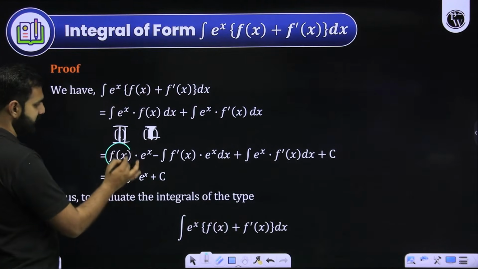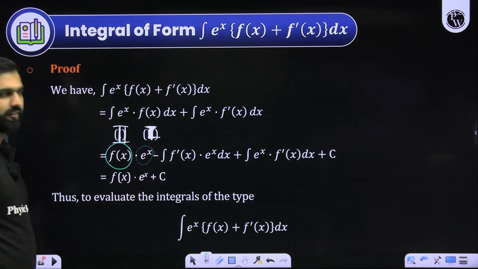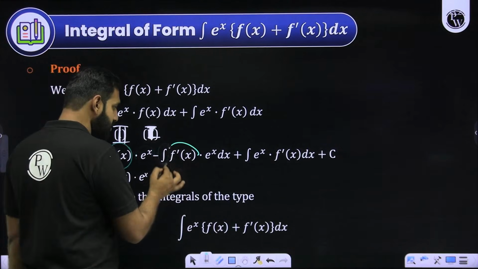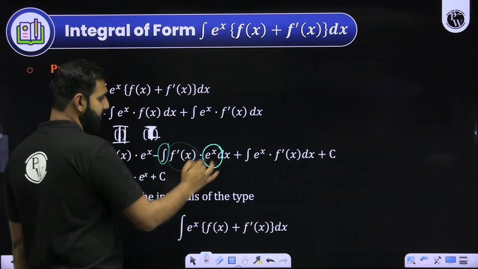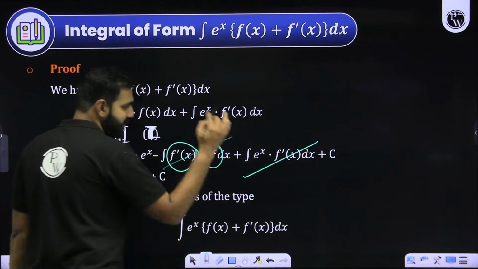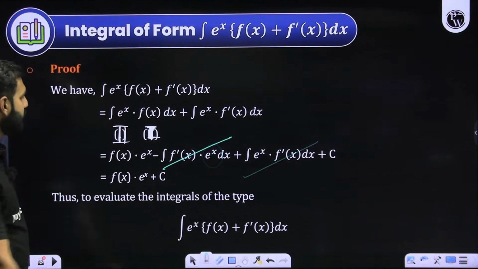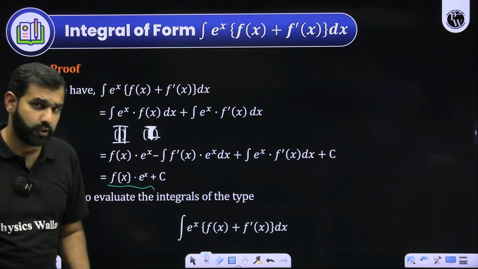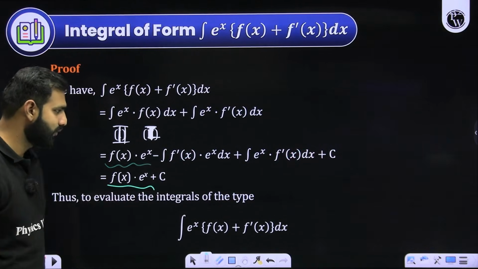First function as it is, integration of second function, minus integration of differentiation of first function into integration of second function. Now, do you not realize that this expression and this expression are absolutely identical, which means now you're finally left with e to the power x into f of x. Did you get that part? I hope there is no confusion on that.